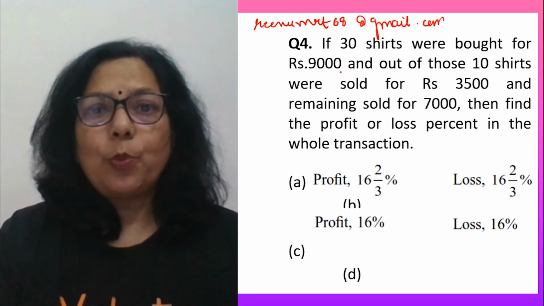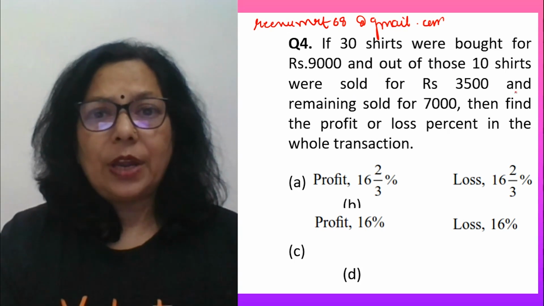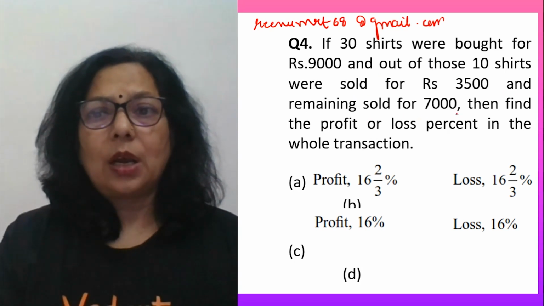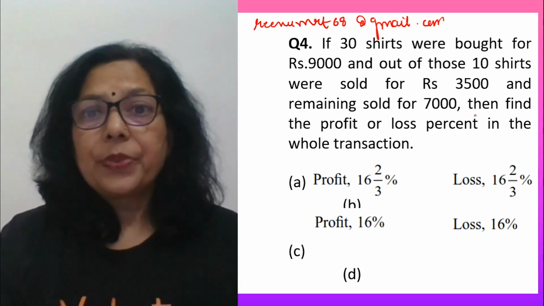Next question of the day. If 30 shirts were bought for rupees 9,000 and out of these 10 shirts were sold for rupees 3,500 and the remaining sold for 7,000, then find the profit or loss percent in the whole transaction.